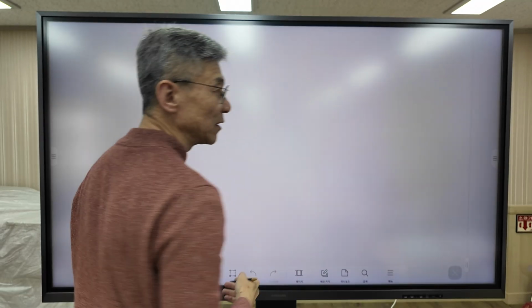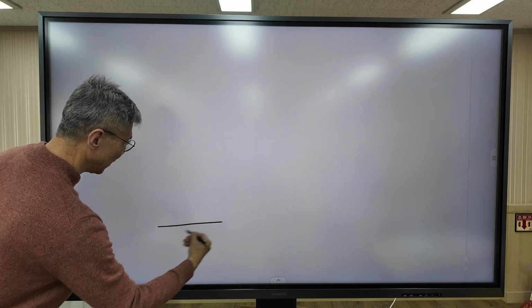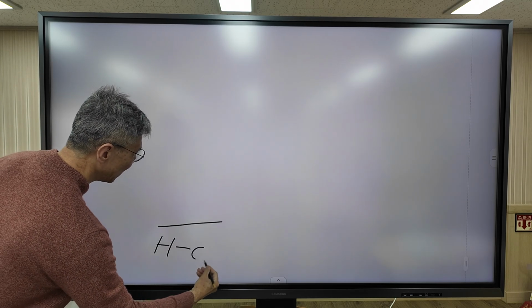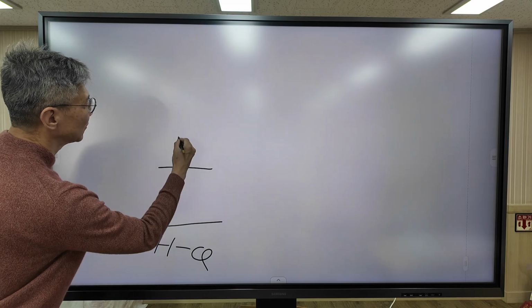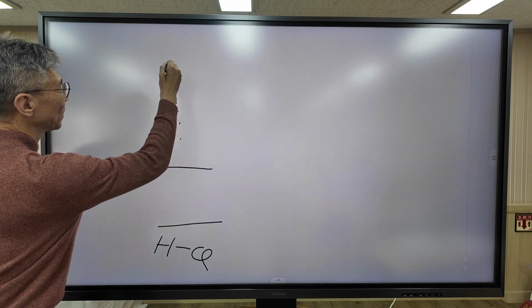Today we are going to study molecular orbital. Just as an atom has atomic orbital, a molecule has molecular orbital. For example, HCl has a molecular orbital, which looks like this.